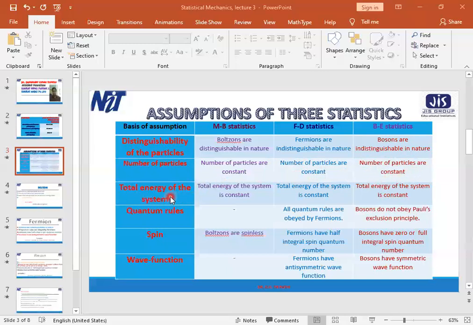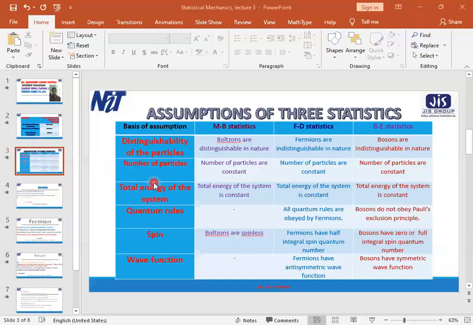Now, the third basis of assumption is the total energy of the system. Total energy of the system means total energy of the ensemble. So what should it be? Just as we have discussed, the total energy of the system should be kept constant, because if you are giving energy from outside or extracting energy, then there will be a redistribution of energy in the system. And if there is redistribution of energy, then what will happen?